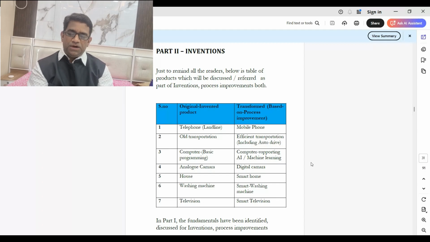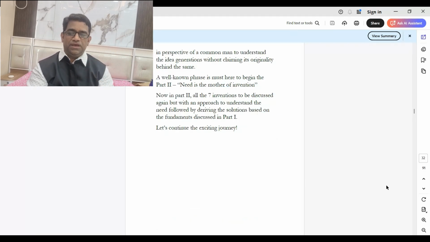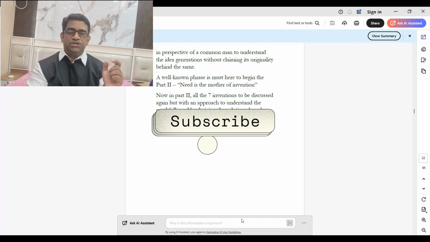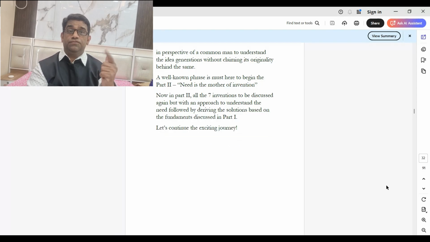Now, in part 1, the fundamentals have been identified and discussed for inventions and process improvements from the perspective of a common man to understand the idea generation, without claiming its originality behind the scenes. We are never claiming what scientists were thinking, but how a common man can conceive these fundamentals. A well-known phrase is a must here to begin part 2: need is the mother of invention. Now in part 2, all the 7 inventions will be discussed again, but with an approach to understand the need, followed by deriving the solution based on the fundamentals discussed in part 1. Let's continue the exciting journey.